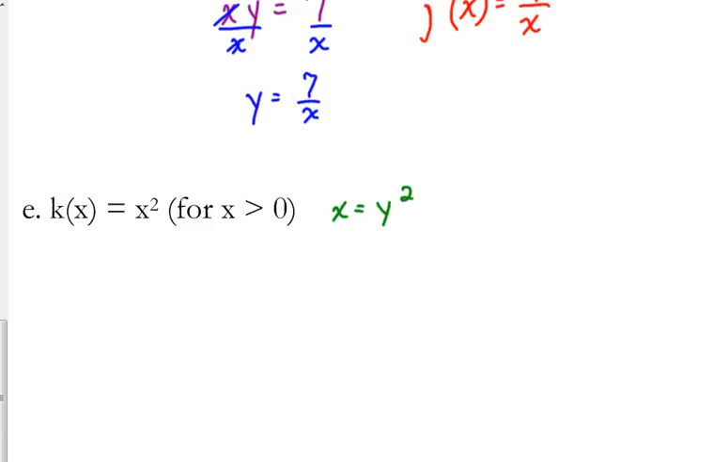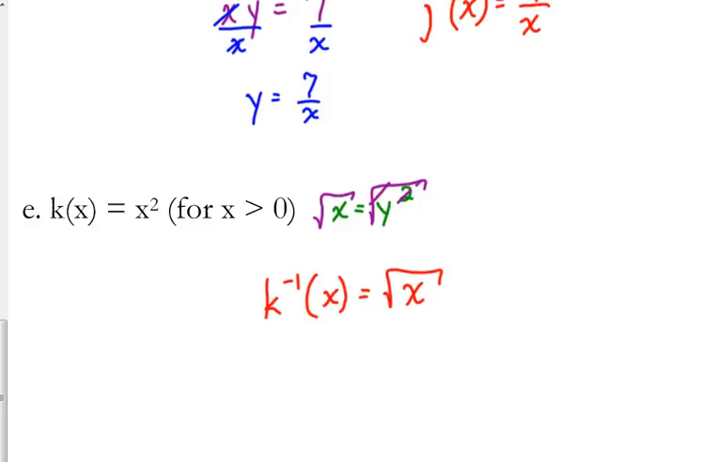How do we get y by itself here? Square root. The opposite of squaring something is taking the square root. So that means k inverse of x is equal to the square root of x.